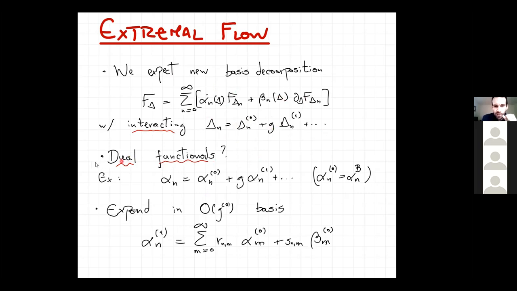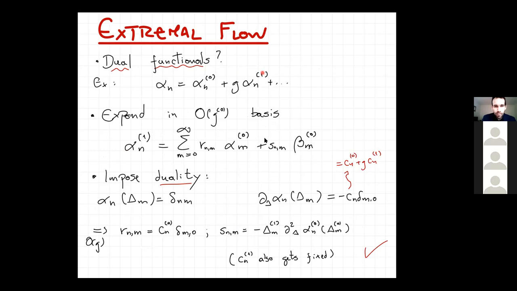So we should be able to construct these functionals. And indeed we can. So let me just show you how we can get these interacting functionals. We expand the functionals, again, in order g. And so this correction to the functional, we just re-expand it in the leading order functionals, because these are the ones that we know, okay? So this is our claim, we expand it like this, and now how do we figure out these coefficients? Well, it's simple. The condition that these functionals satisfy is that they should be dual to the new basis, where the scaling dimensions now have corrections. So everything here has to be expanded in order g. And so if you demand that these duality conditions hold for the new basis, this completely fixes these coefficients. Okay, so we fix these ones and we fix these ones.